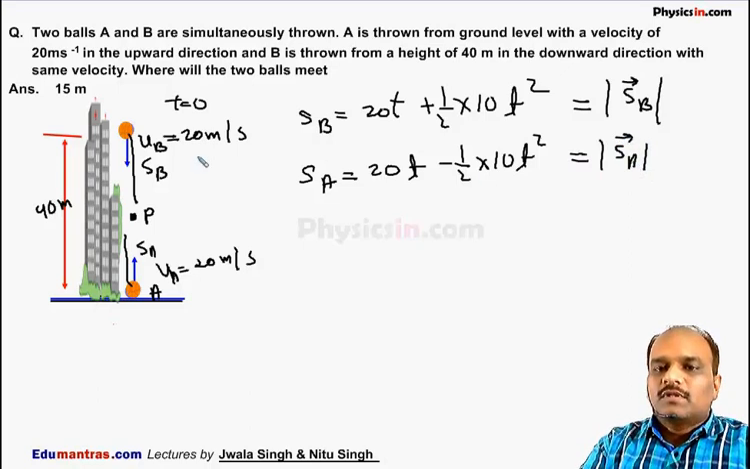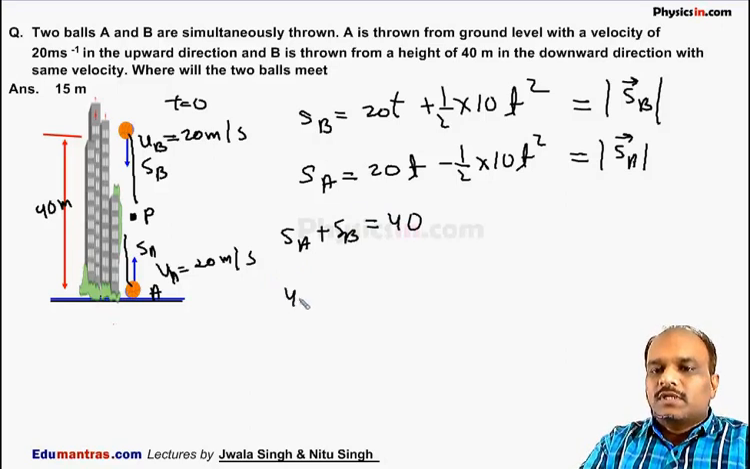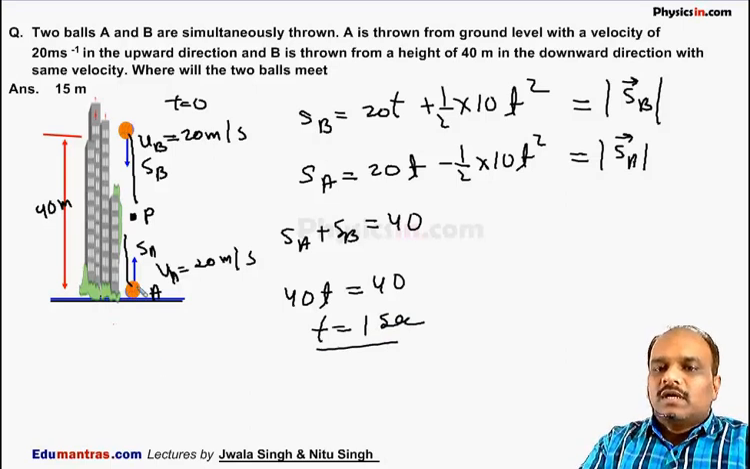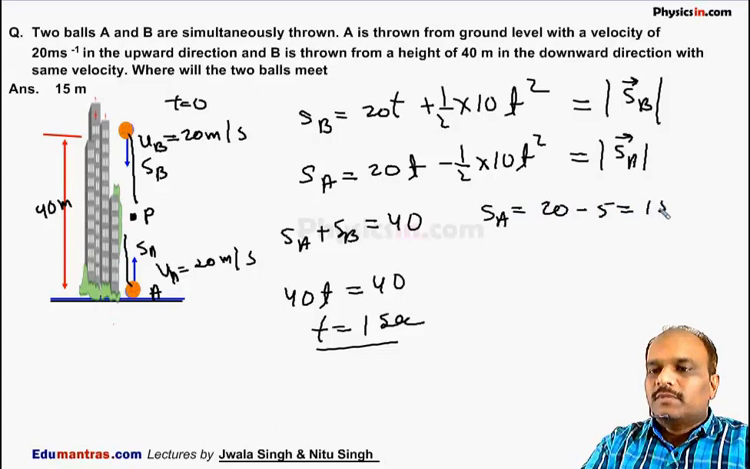Now when the two balls will meet, SA plus SB comes out to be 40. So from these two expressions I can say SA plus SB is 40T, and that is equal to 40. So T comes out to be 1 second. So after 1 second the two balls will meet, and if I calculate, SA comes out to be 20 minus 5, that is equal to 15 meter. So it means the two balls meet at 15 meter above the ground.